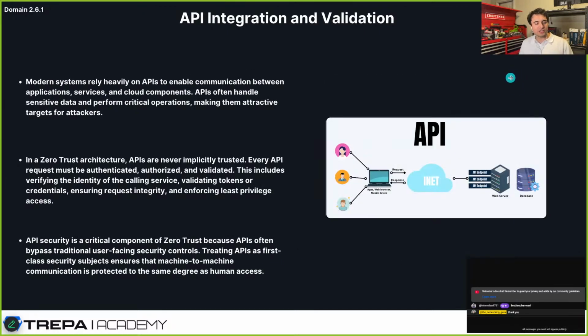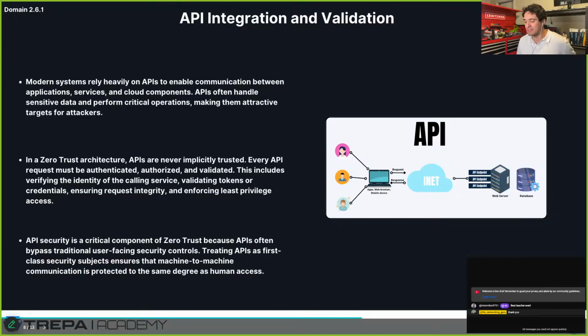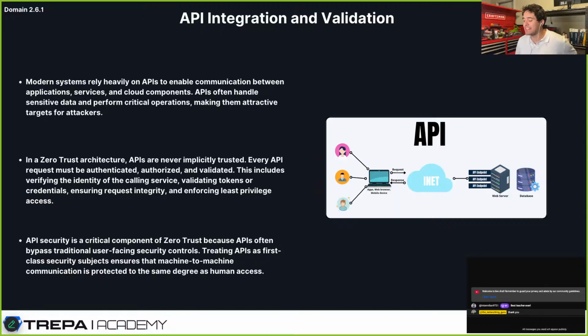Okay, API integration and validation. So modern systems rely heavily on APIs to enable communication between applications, services, and cloud components. I don't want to beat your head on the APIs again. How many times do you think APIs have come up in this class, guys? I think this might be maybe the 10th time. And I'm just going strictly off the exam objectives, so it's funny.